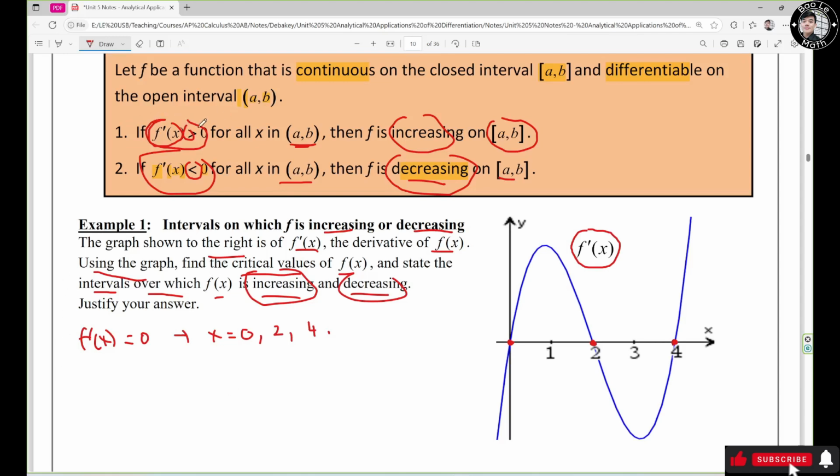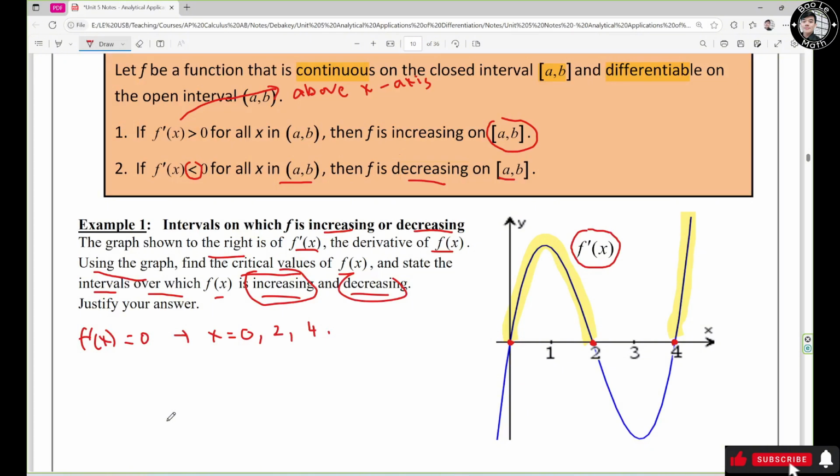So we look at the theorem right here. The function f is increasing on the interval a, b if f prime of s is greater than 0. It's gonna be above the x-axis. So you need to look for the intervals that are above the x-axis. It's gonna be this one right here, and this one right here above the x-axis.